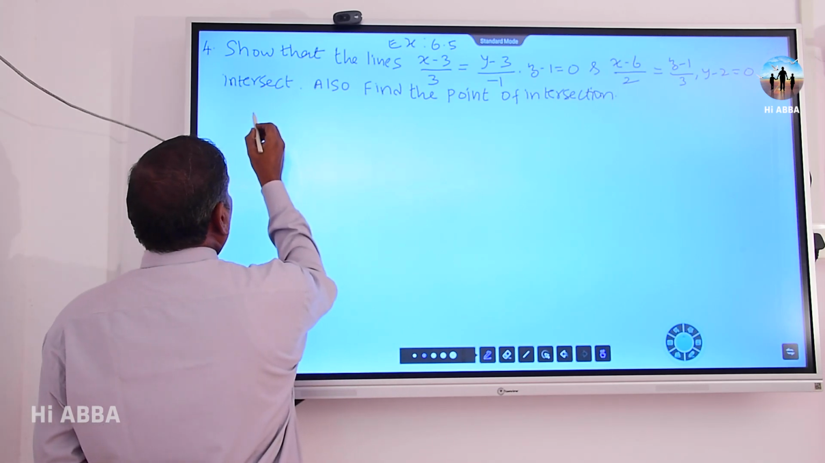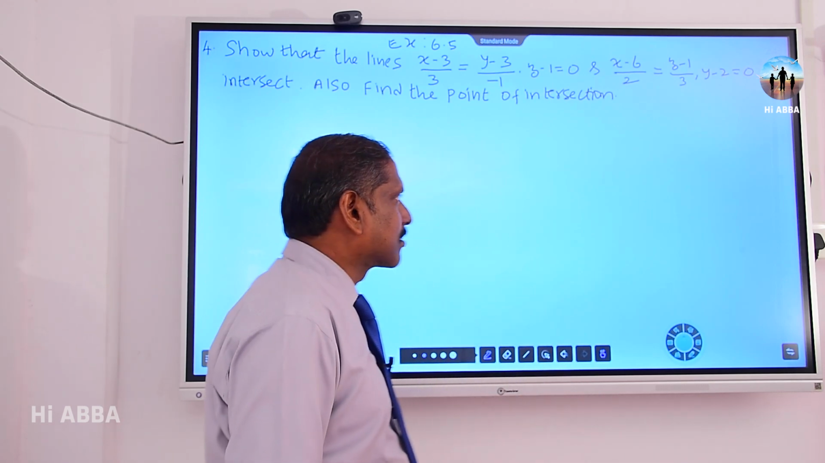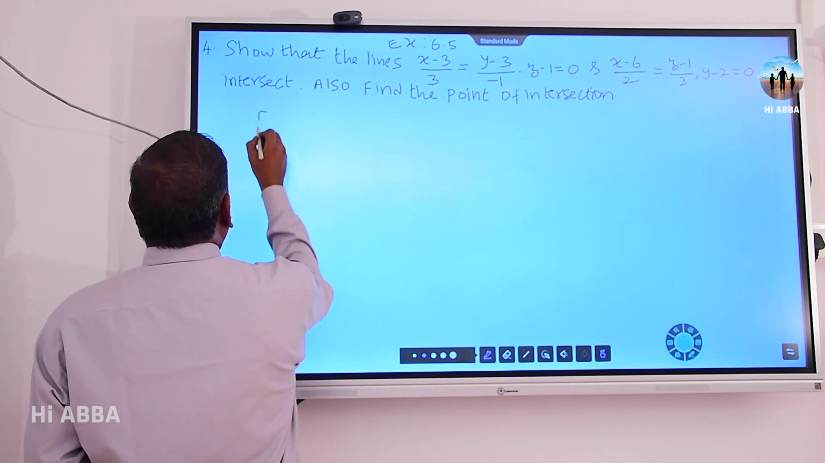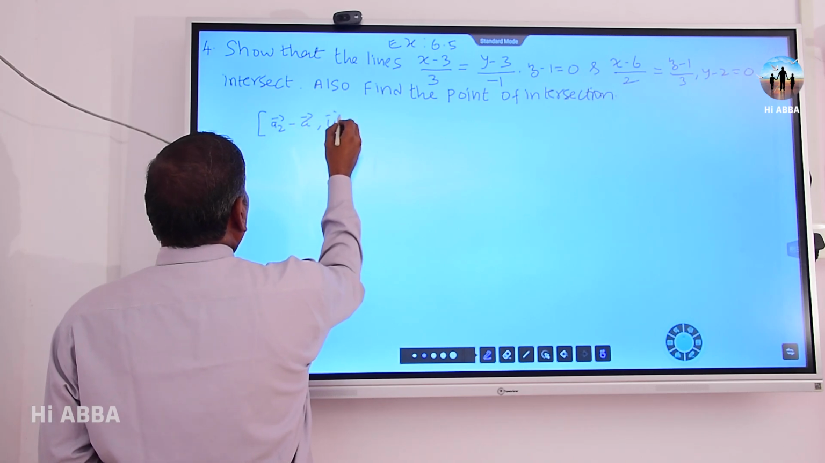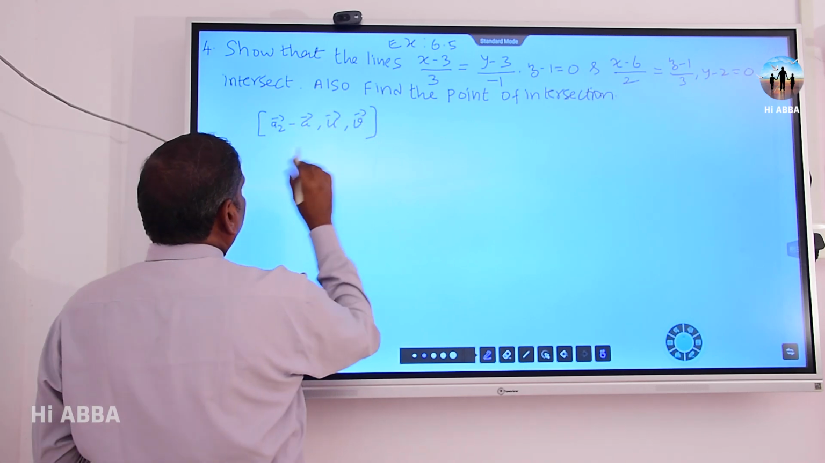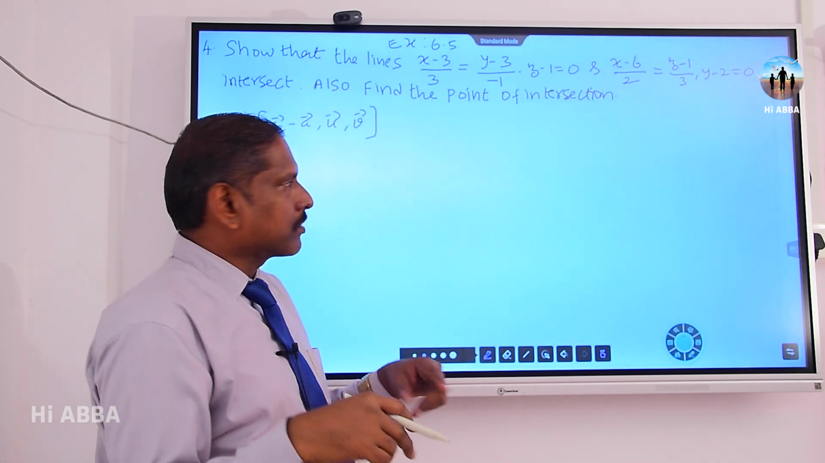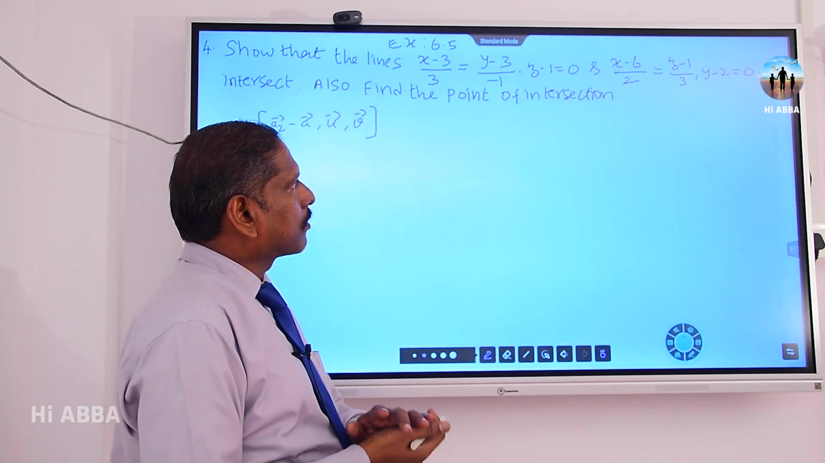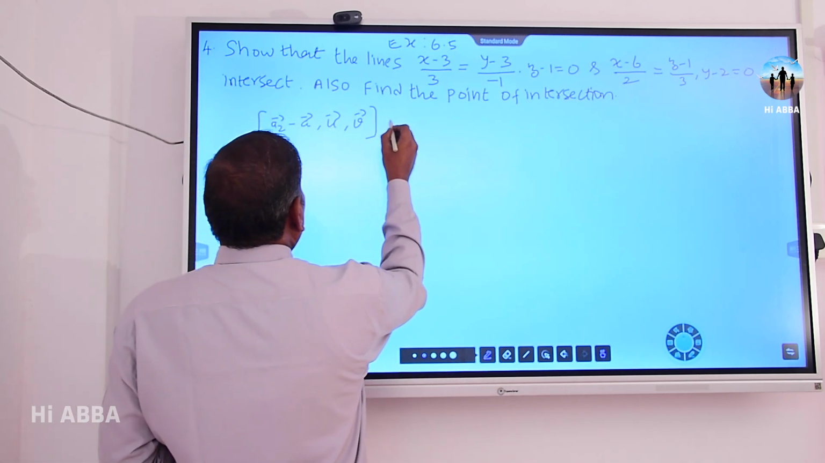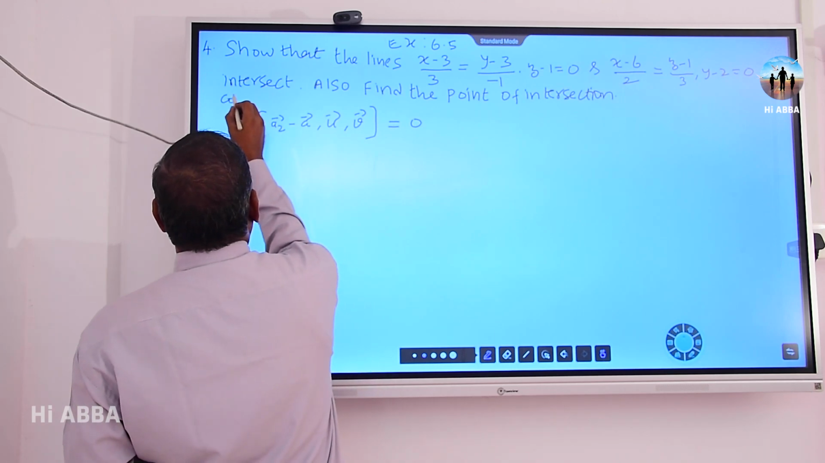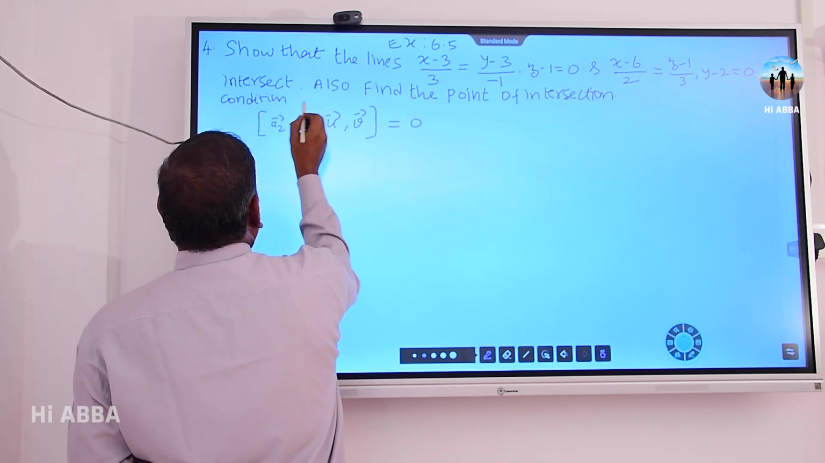Okay, there is a condition for point of intersection. That condition is the box of a2 vector minus a1 vector, u vector and v vector. You have to verify whether the box equals 0. If the box is 0, then we say that the lines are intersecting lines. Okay, this is the condition actually. Equal to 0 is the condition for intersecting lines.